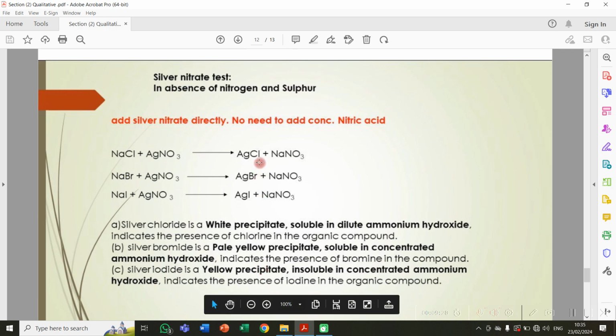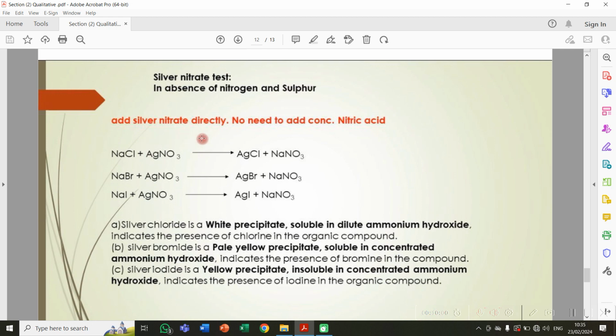Silver chloride is soluble in dilute ammonium hydroxide. Silver bromide is soluble in concentrated ammonium hydroxide. Silver iodide is insoluble in either dilute or concentrated ammonium hydroxide. So these should be studied very well. We should study these equations, these colors and this type of solubility. This is in case of absence of nitrogen and sulfur, where we put silver nitrate directly. First of all, like we said, in the exam we should write the equation of the Lassaigne test.